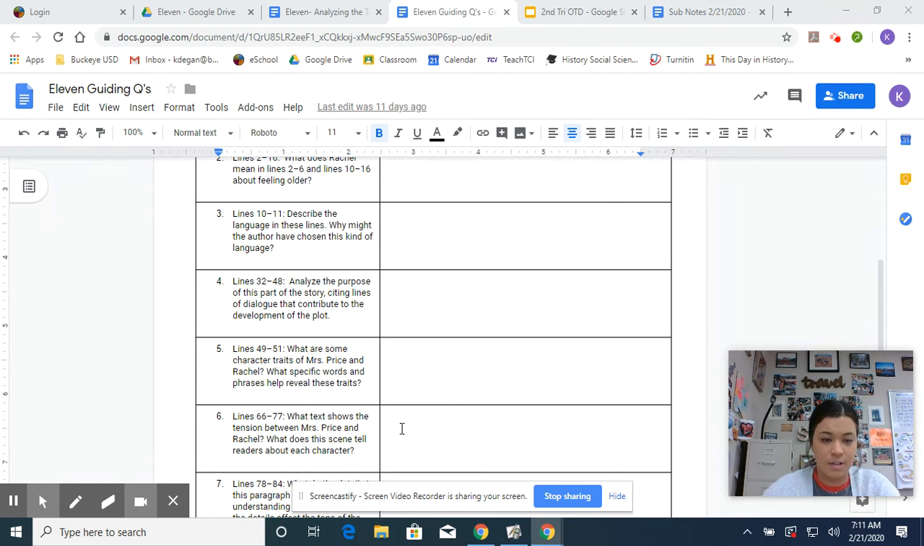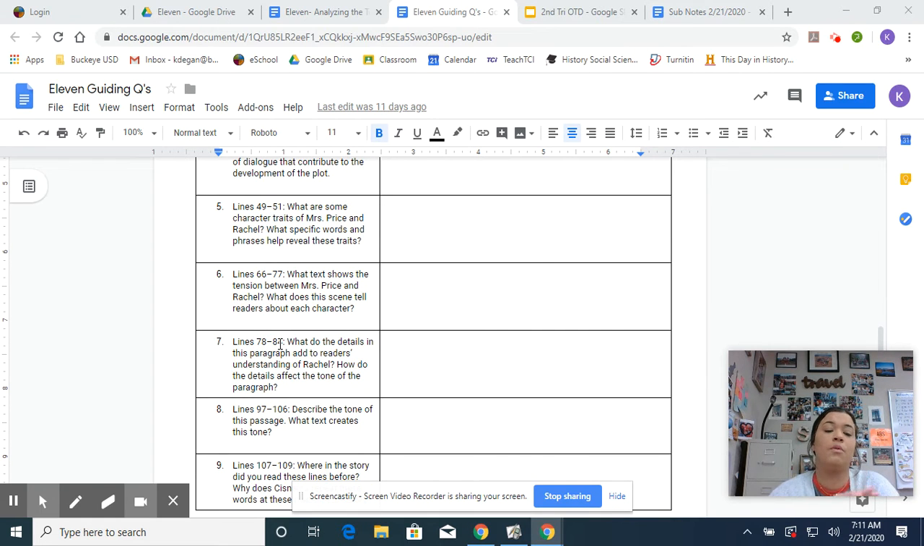Okay, number 5, lines 49 to 51. What are some of the character traits of Mrs. Price and Rachel? What specific words and phrases help reveal these traits? So you needed to have established a trait or two about them. I think for Rachel, you could have said she's timid, right? For Mrs. Price, you could have said she's kind of mean, but maybe like an authoritative figure, impatient, dismissive. And then after you determine the trait, you have to show some words from those lines that determine that. So that's where your text evidence comes in.